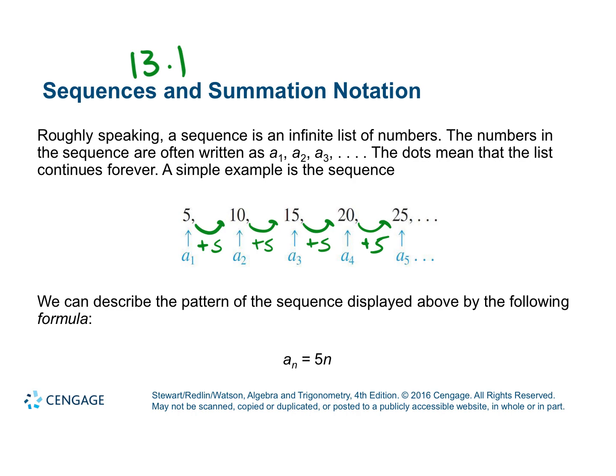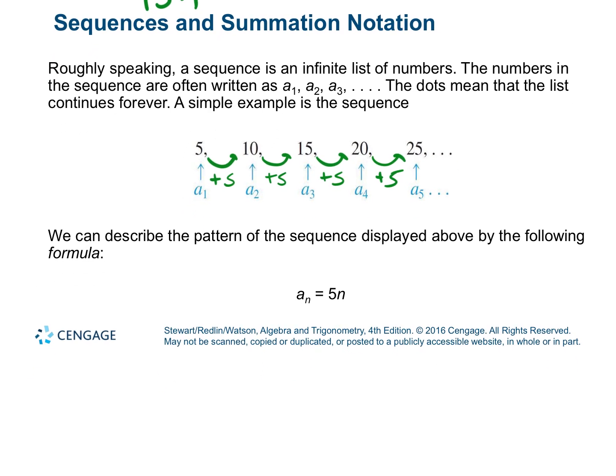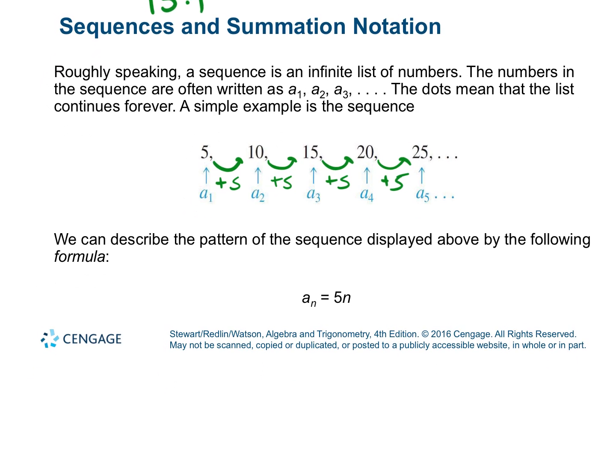And then sequences have a formula. We're going to talk about that in the next section, 13.2, how to come up with the formula. But here, our formula would be 5n. Because for our first term, when you plug in 1 into n, you'd get 5. For our second term, when you plug in 2 into n, you'd get 10. So each sequence is going to have a formula, but we'll talk about how to come up with the formulas in 13.2.